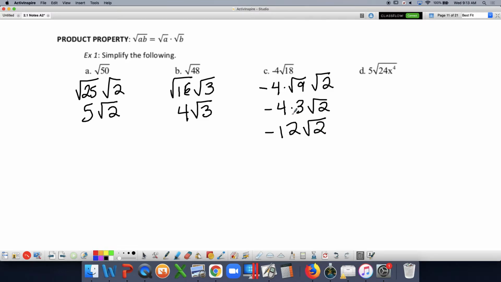All right, let's talk about letter D. Let's get all the chit chat to stop. If I was in the front of the room, this wouldn't be happening.